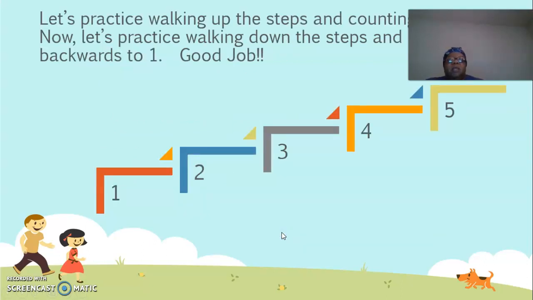Let's practice walking up the steps and count to 5. Ready? 1, 2, 3, 4, 5. Let's do it again. 1, 2, 3, 4, 5. Now let's practice walking down the steps, counting backwards to 1. 5, 4, 3, 2, 1. Let's try it again. 5, 4, 3, 2, 1. Good job.